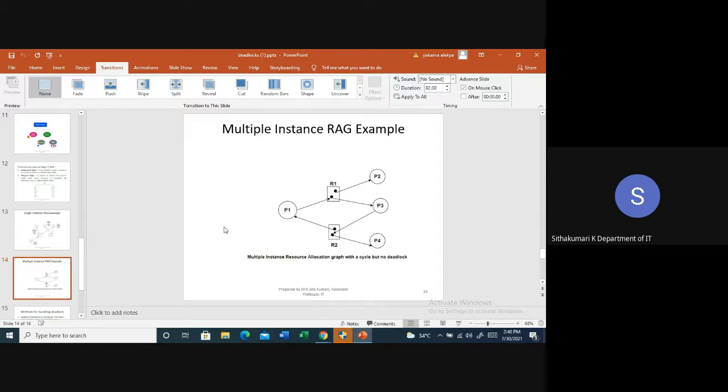In this diagram, though you have a cycle, you can resolve the problem, because if P4 releases any resource, the cycle will be broken. So you can resolve the deadlock.